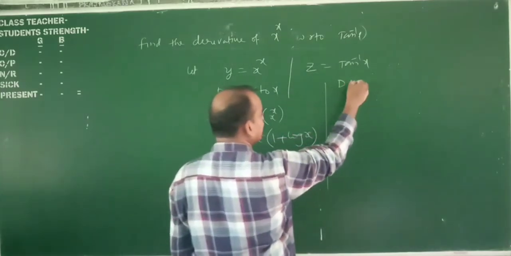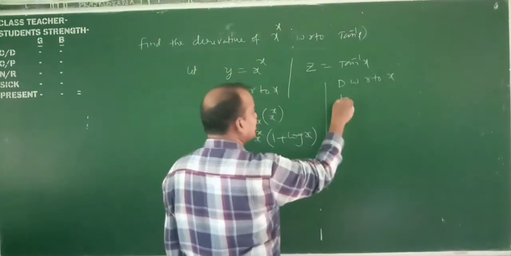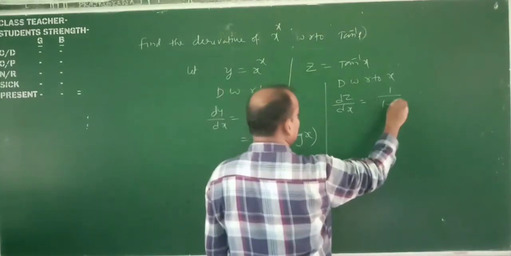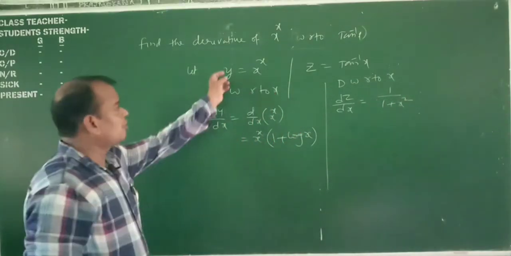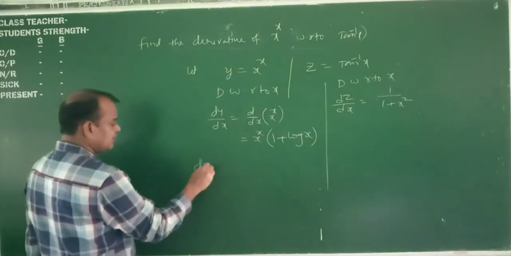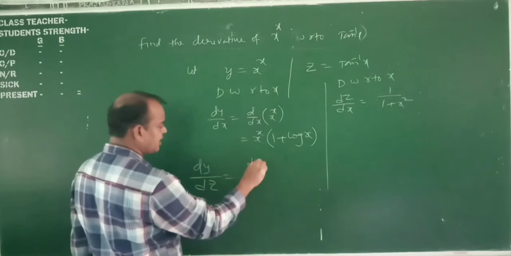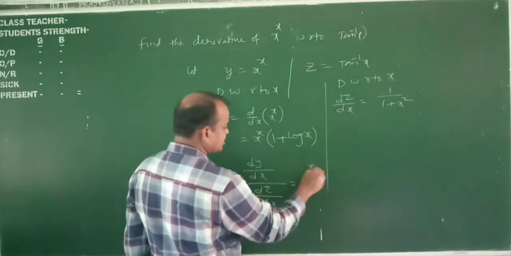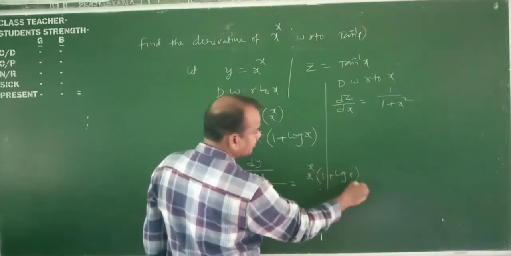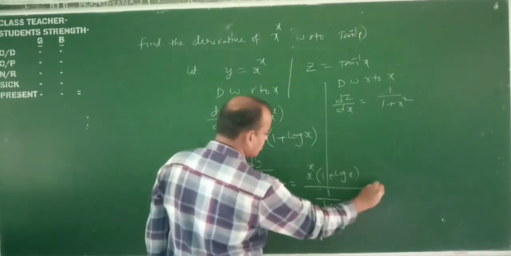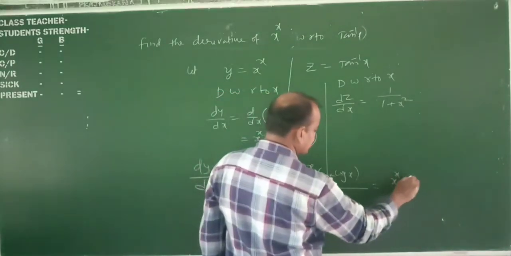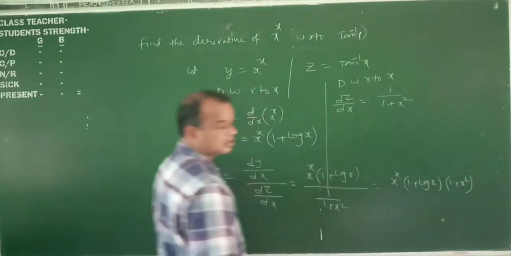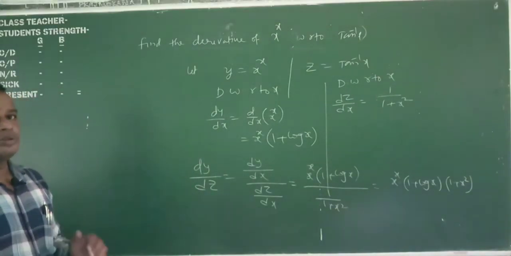Now differentiating z with respect to x, dz by dx is equal to the derivative of tan inverse of x, that is 1 by 1 plus x square. Now the derivative of y with respect to z, that is dy by dz, equals dy by dx divided by dz by dx, that equals x power x into 1 plus log x by 1 plus x square. This goes to the numerator: x power x into 1 plus log x into 1 plus x square. This type we will do the problems.